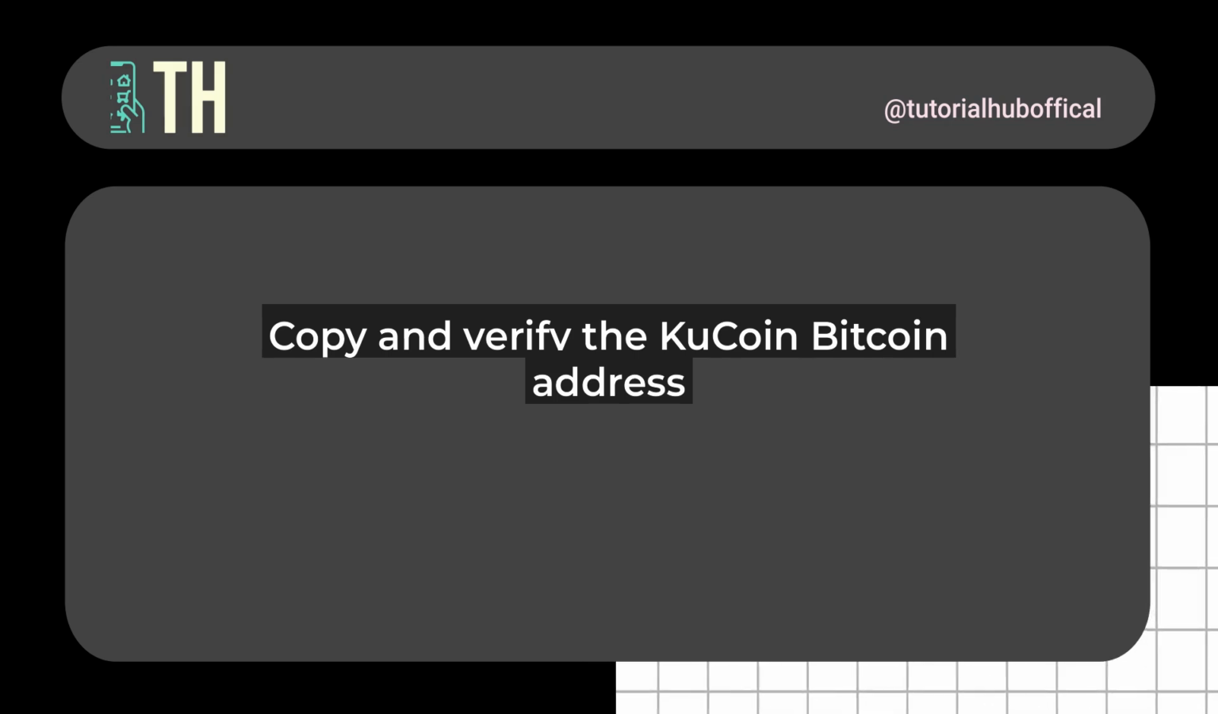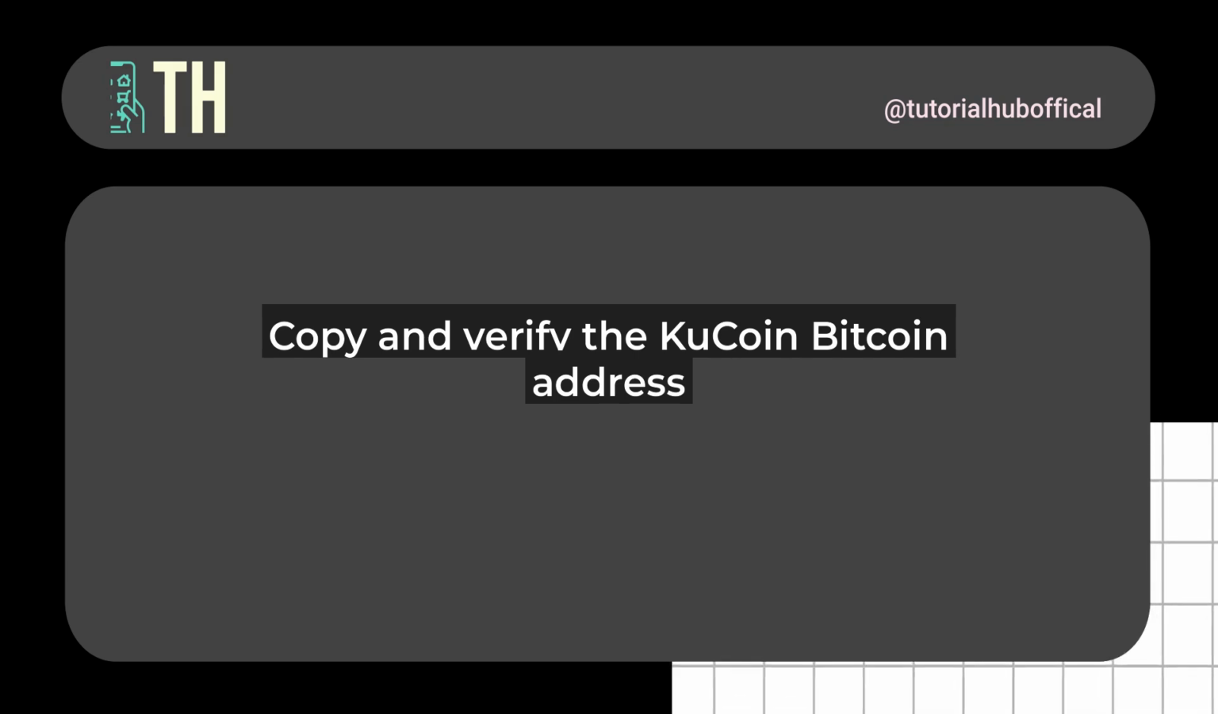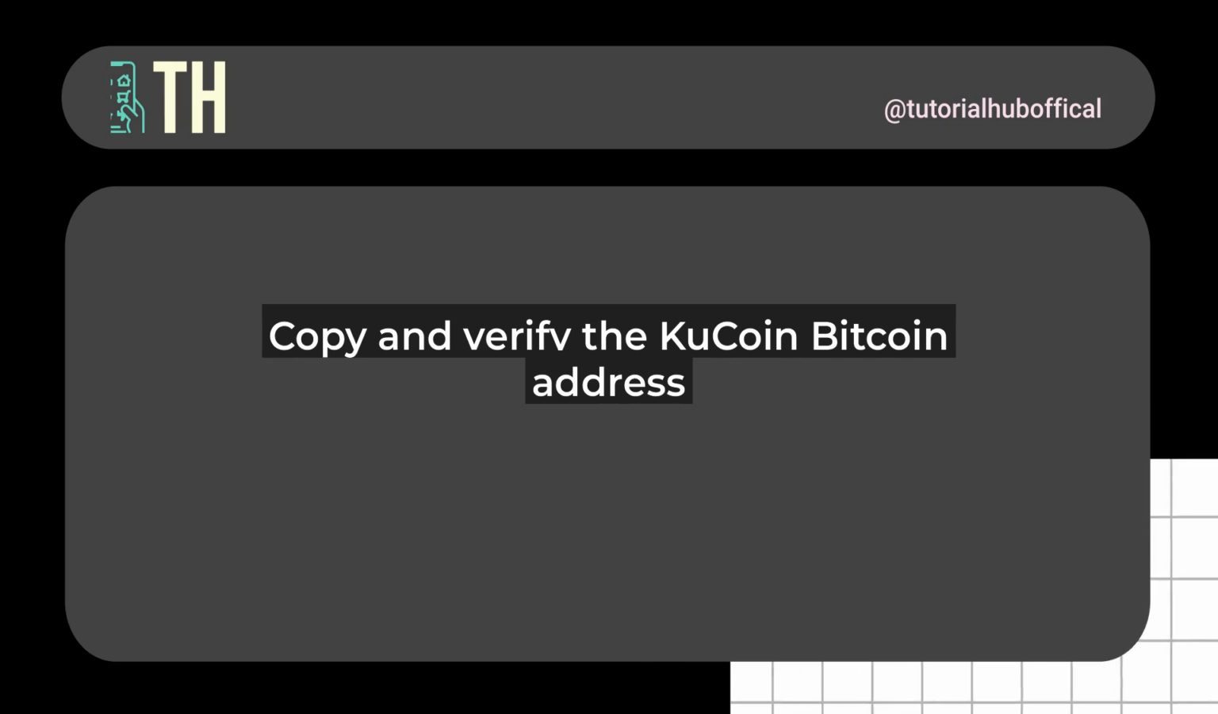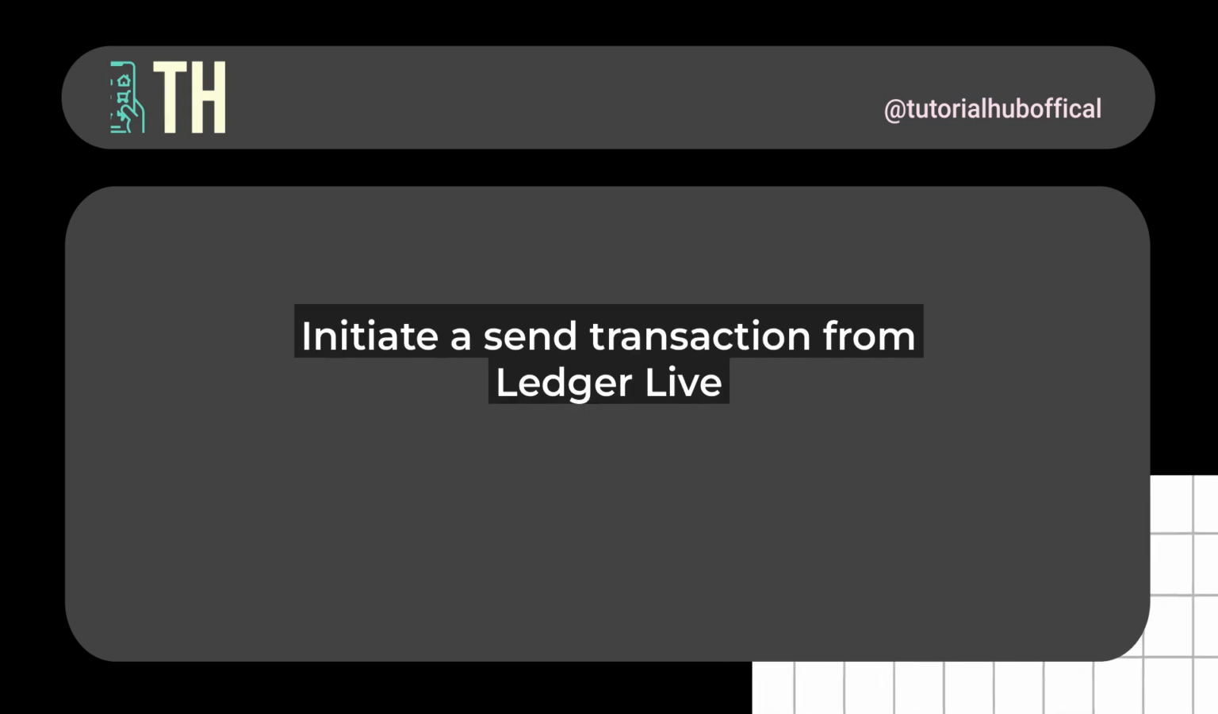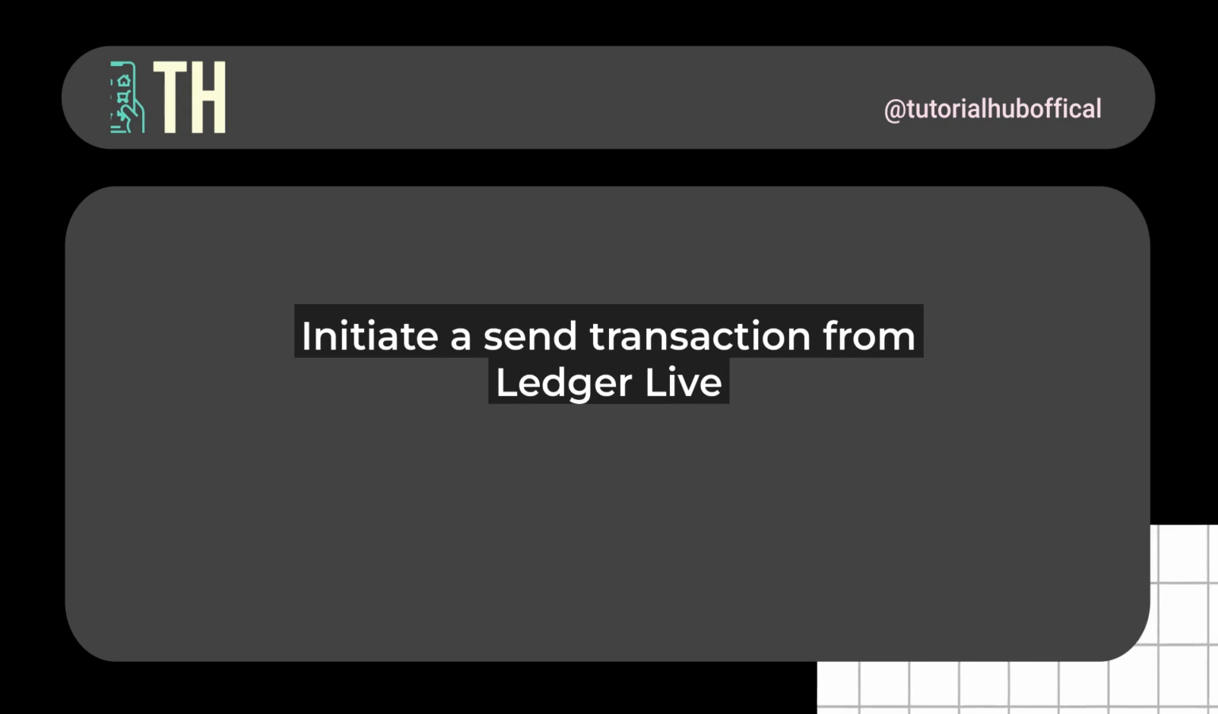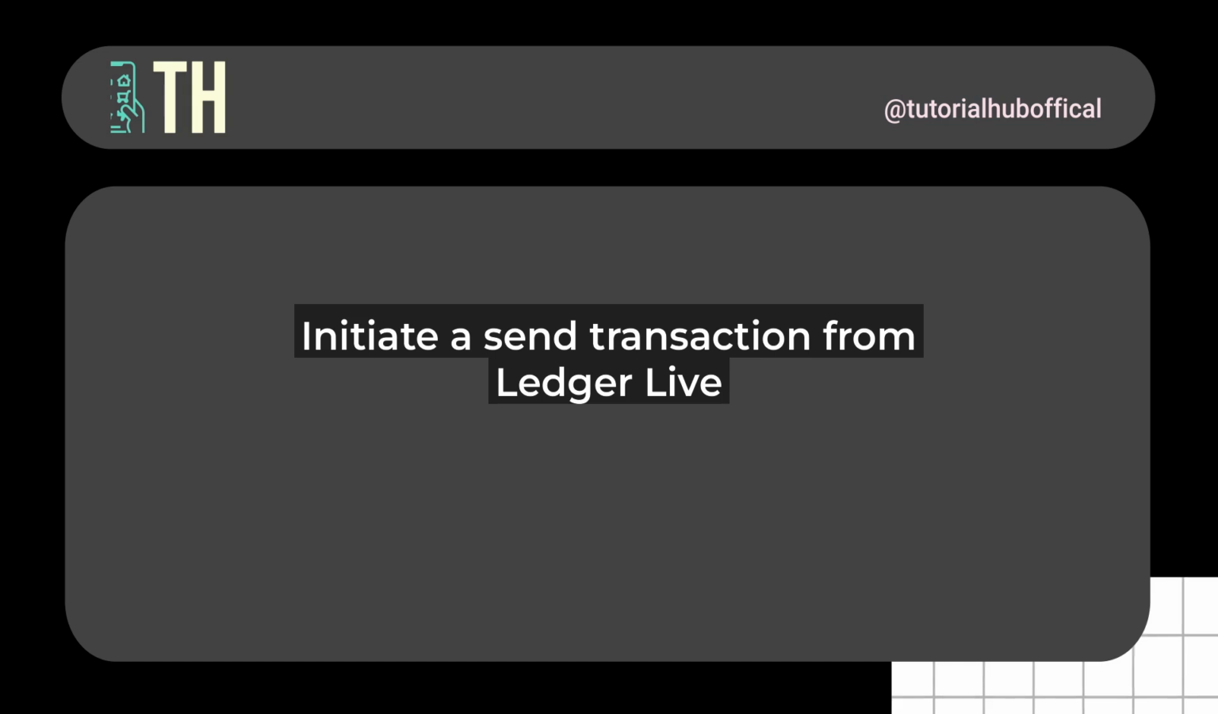Back on Ledger Live, select your Bitcoin wallet and choose the Send option. Paste the Kucoin deposit address into the recipient field, enter the amount of Bitcoin you want to transfer, and double-check the fees. Once everything looks good, hit Continue, and confirm the transaction on your Ledger Nano X by physically pressing the buttons on the device. This adds an extra layer of security.